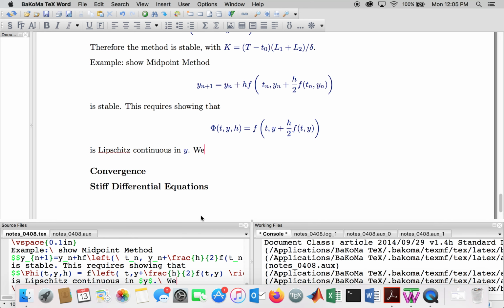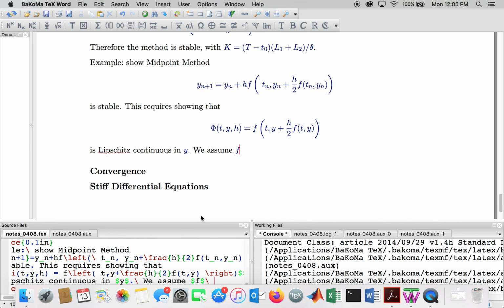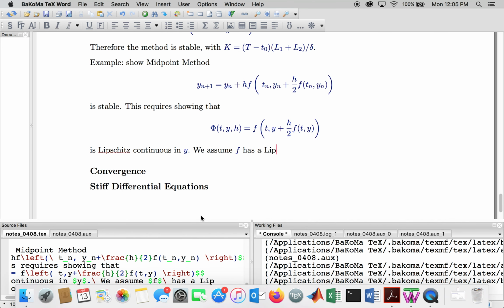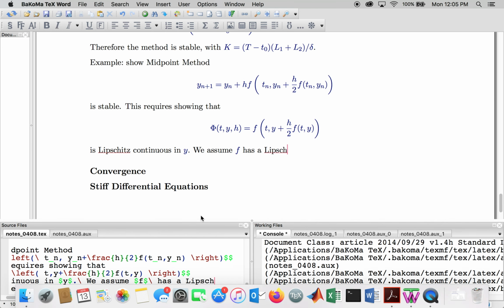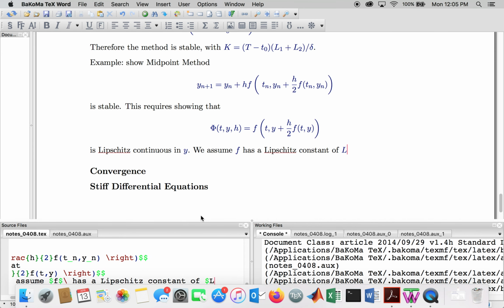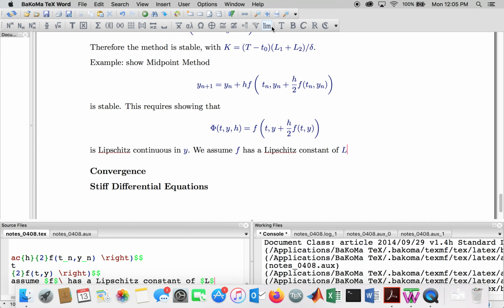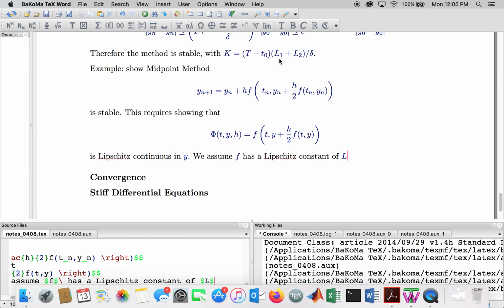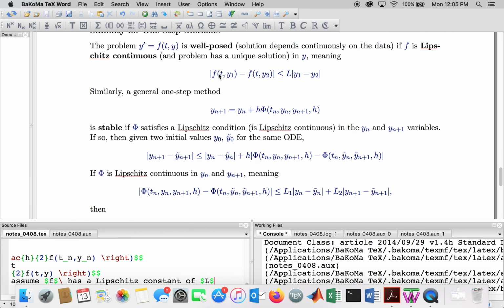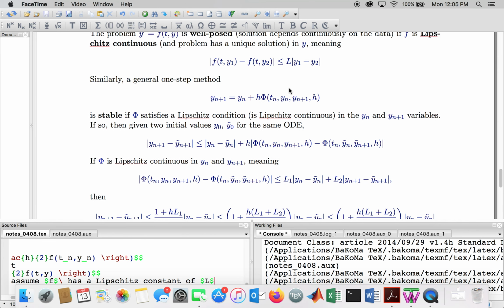So we assume that f has a Lipschitz constant of L. What that means is that f satisfies this condition with Lipschitz constant L. So we'll find out what the Lipschitz constant is for phi, and it'll be expressed in terms of this capital L.